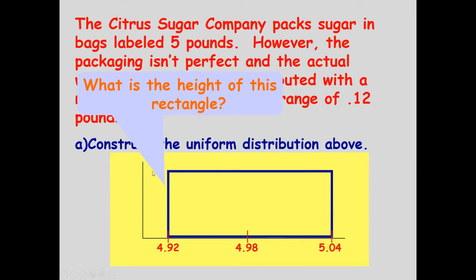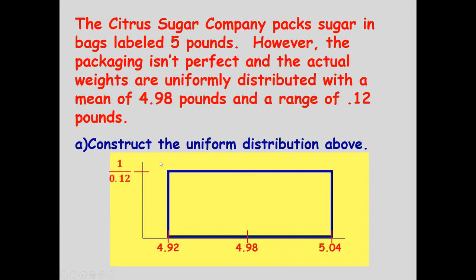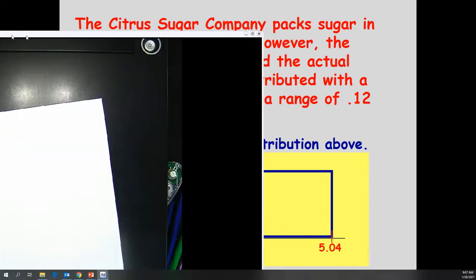If we wanted to, we could find the height of this rectangle by remembering the area of the rectangle has to be 100%. So it has to be 1. If you already know what the base is, 0.12, we can solve algebraically for the height. It's 1 divided by 0.12. I can show you that algebraically if you're struggling with it. Let me get a piece of paper. Hopefully it makes sense, but if it doesn't, it's okay, and I will show you exactly where that came from.